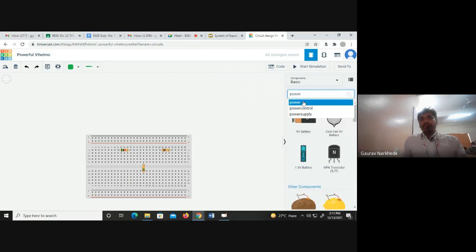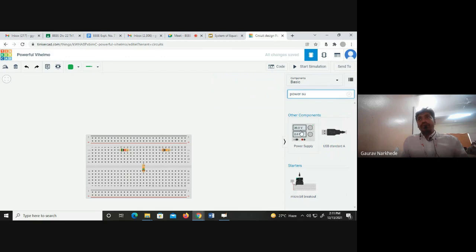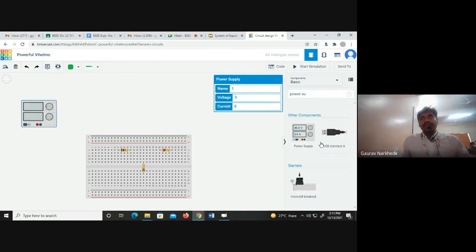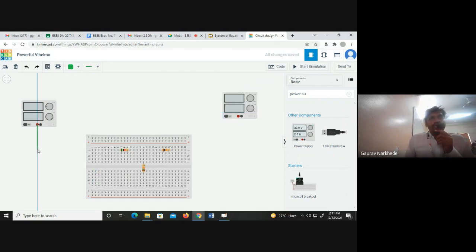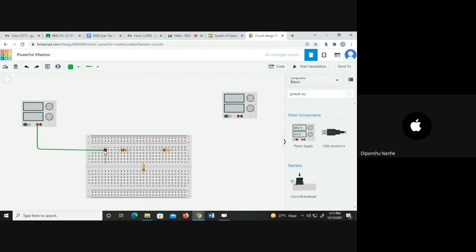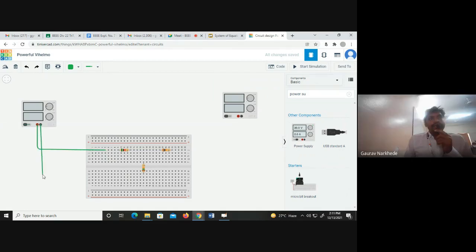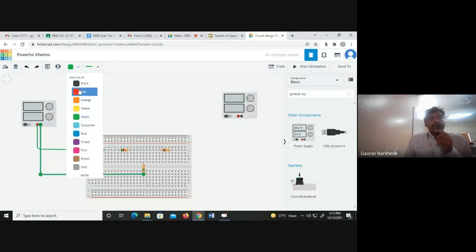Power supply, one at this side, one at this side, right? So I'm giving a power supply such that positive is connected here to the resistor. Yes, no? Yes, sir. And negative is connected here to this resistor. I will denote it by black color.